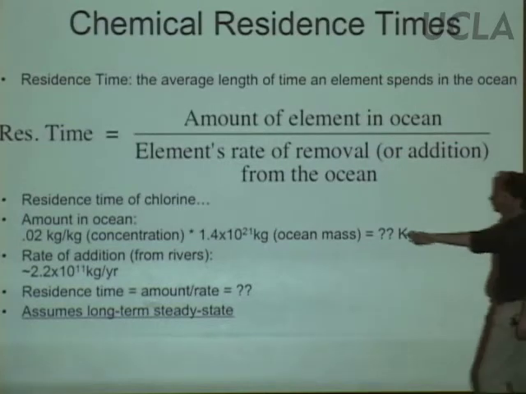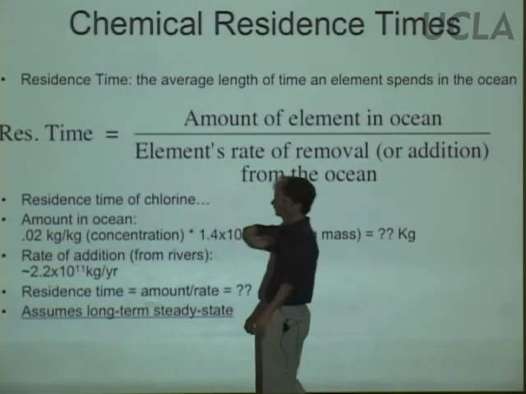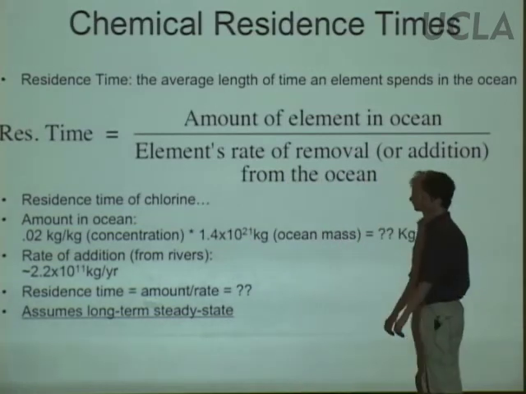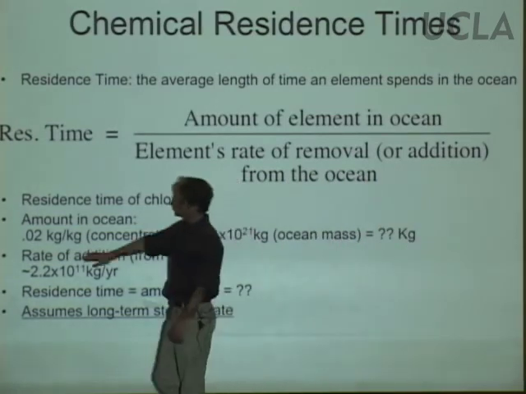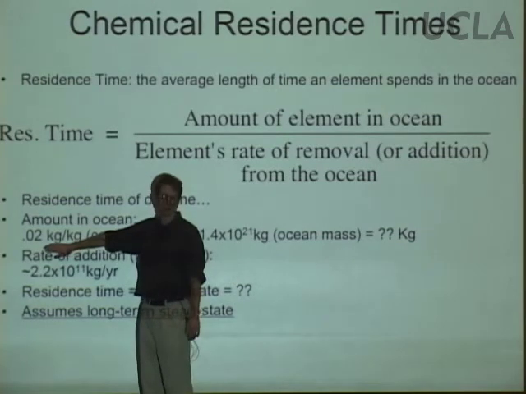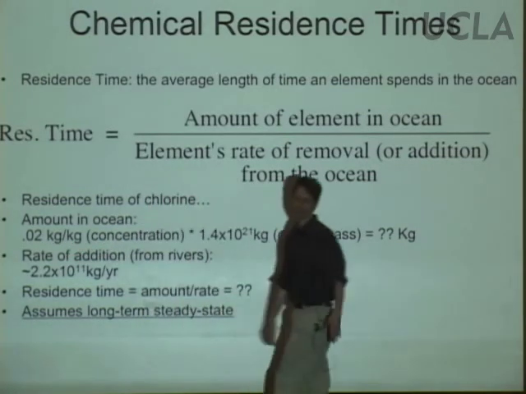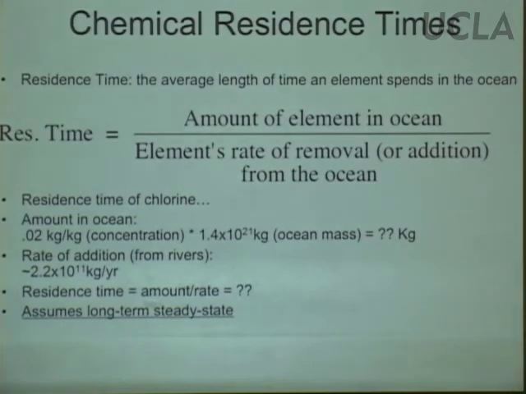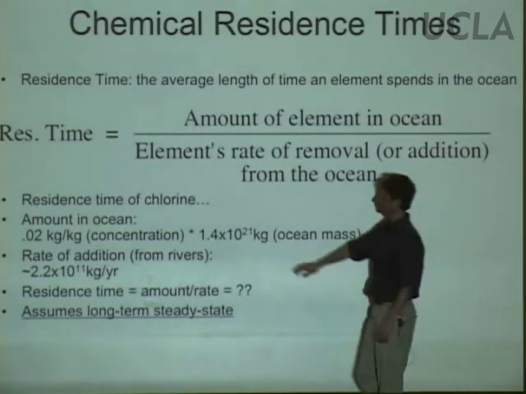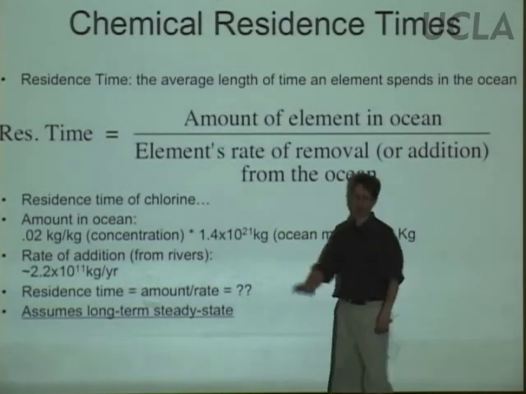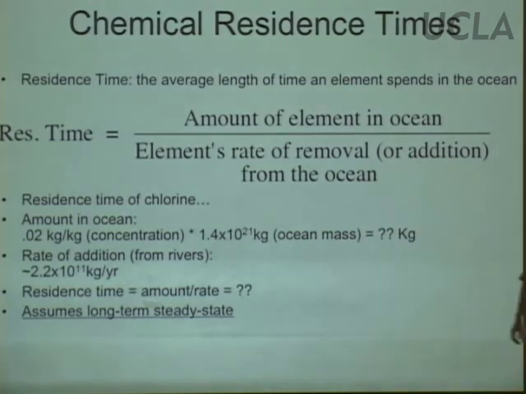Let's take chlorine, which remember is the most abundant dissolved thing in seawater besides the water itself. There's something like 2% chloride in seawater by mass. So every gram of seawater has about 0.02 grams of chlorine. Every kilogram of seawater has about 0.02 kilograms of chlorine. The mass of the ocean is big, some number times 10 to the 21st kilograms. So we can calculate, assuming that's the average concentration of chlorine and that's the mass of the ocean, how much chlorine there is in the ocean.